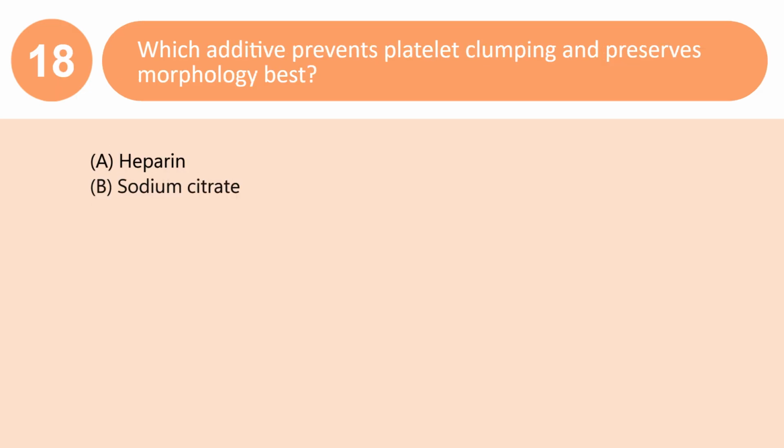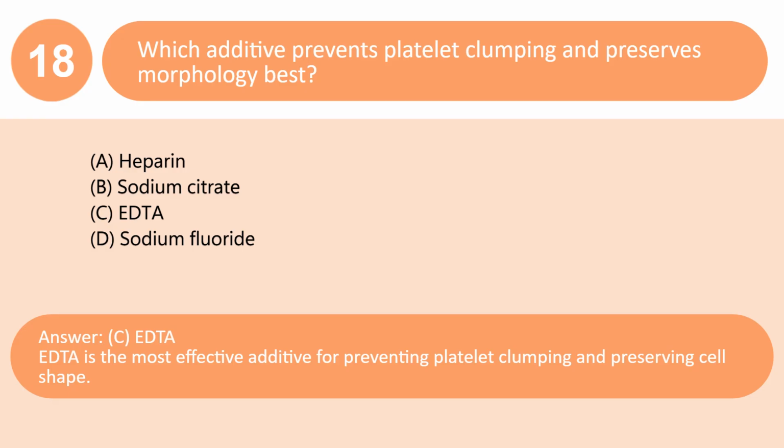Which additive prevents platelet clumping and preserves morphology best? A. Heparin. B. Sodium citrate. C. EDTA. D. Sodium fluoride. Answer: C. EDTA. EDTA is the most effective additive for preventing platelet clumping and preserving cell shape.